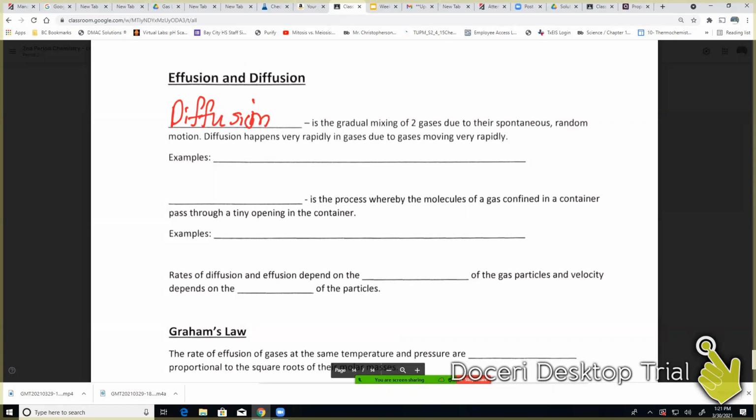Diffusion is the movement or gradual mixing of two gases just due to their spontaneous random motion, the regular motion that they would have. It occurs pretty rapidly in gases because the particles are moving so fast. An example of that would be smelling a perfume. If somebody sprays perfume, even if it may not be right next to you, you're going to get that smell eventually. Air freshener is another example of that.